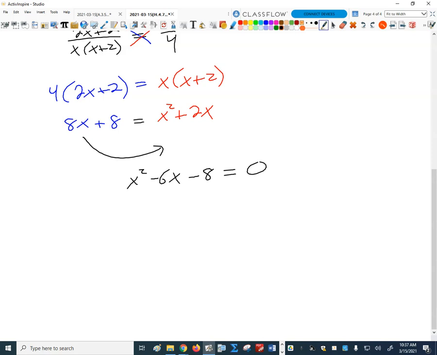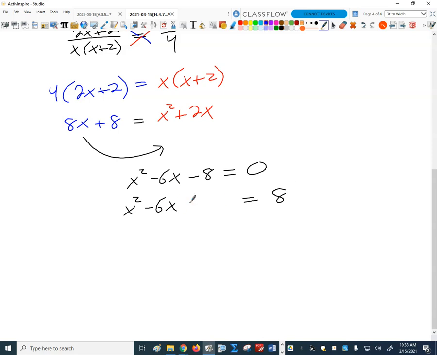Does it factor? Doesn't factor, does it? Okay, so we probably just want to complete the square. This would be an easy one. I mean, we could, of course, use the quadratic formula, but because a is equal to 1 and b is even, we could just complete the square. Let's try that once. So I've got x squared minus 6x equals 8.